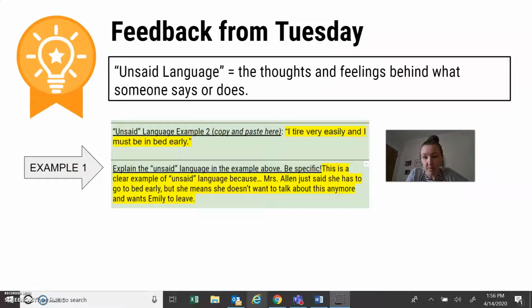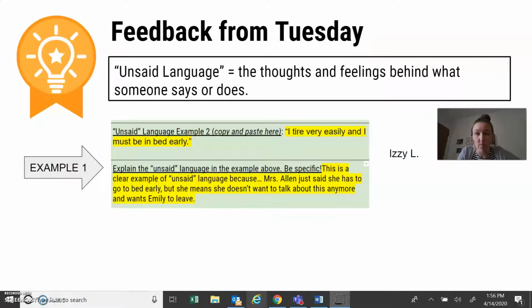All right, so some feedback based on yesterday. I think the main confusion that I saw yesterday is that there was some confusion around this idea of unsaid language. So just to define this for us, the unsaid language refers to the thoughts and feelings behind what someone says or does. So unsaid language is something we can find both in things that people are saying and things that people are doing.